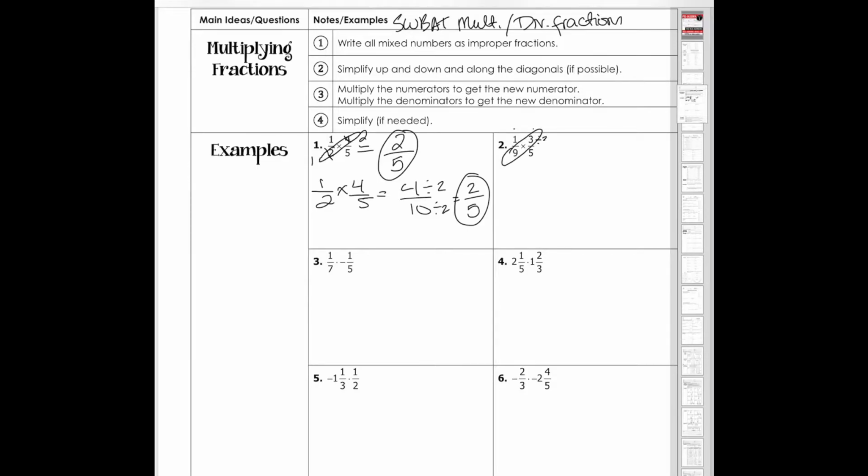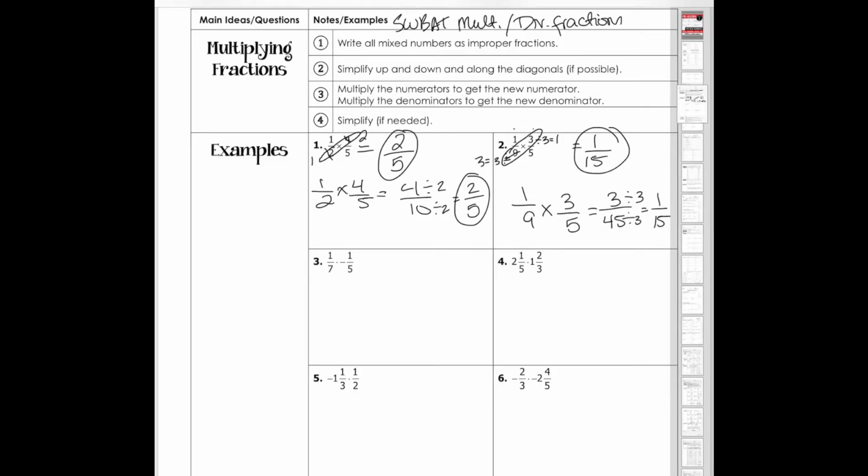So I'm going to divide 3 by 3, and that equals 1. And I'm going to divide 9 by 3, and that equals 3. So now when I multiply, I have 1 times 1, and 3 times 5, which is 15, 1/15. If I were to do this without simplifying it, 1 times 3 is 3, 9 times 5 is 45. I can simplify both of those by 3, and I get 1/15.